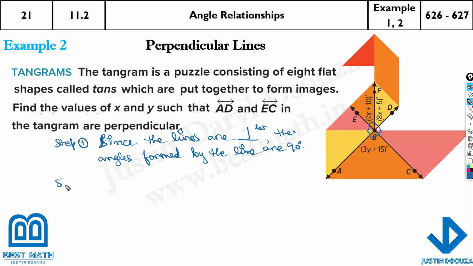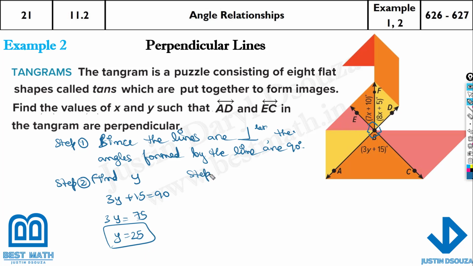Step 2, find a variable. Which one? You can choose y because it's alone, right? Find y. So here it's 3y plus 15 is equal to 90 degrees. Let's solve it. 3y is equal to 90 minus 15, that's going to be 75, and y will be equal to 25. So that's the first one.